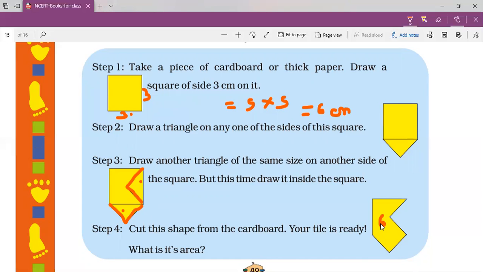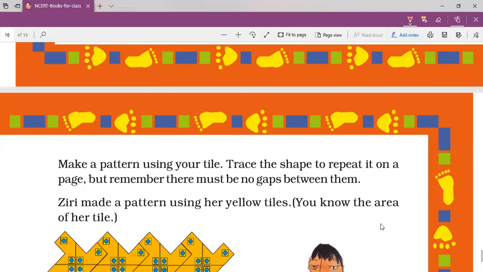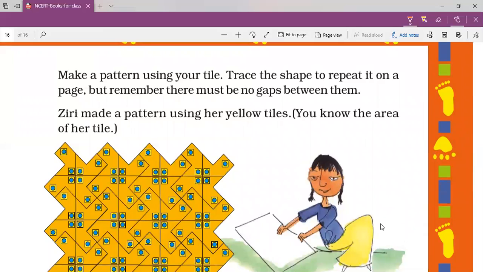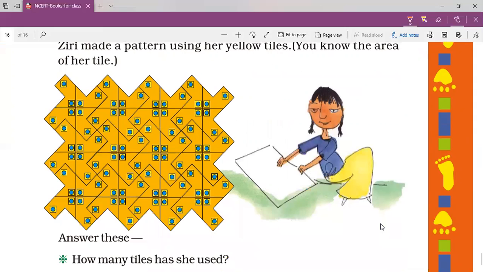Understood? Okay. Let's go to page number 49. Make a pattern using your tiles. Trace the shape to repeat it on a page. But remember, there must be no gaps between them. Now see, Ziri has made her own yellow tiles with the help of that pattern. You know the area of her tiles.